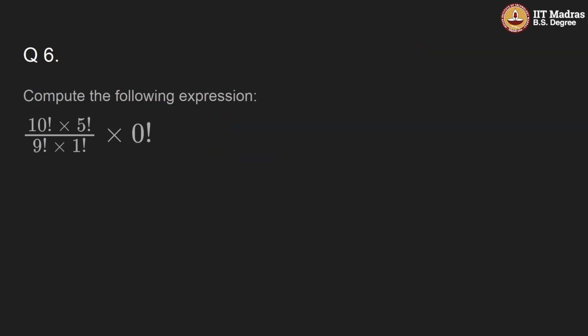Now question 6. Compute the following expression: 10! × 5! upon n! × 1! × 0!. So we know the expression of n factorial, right? It can be written as n × (n − 1)!, or it can be written as n × (n − 1) × (n − 2)!, right? So we have to look into the numerator and denominator and we have to expand in such a way that they can cancel, right?